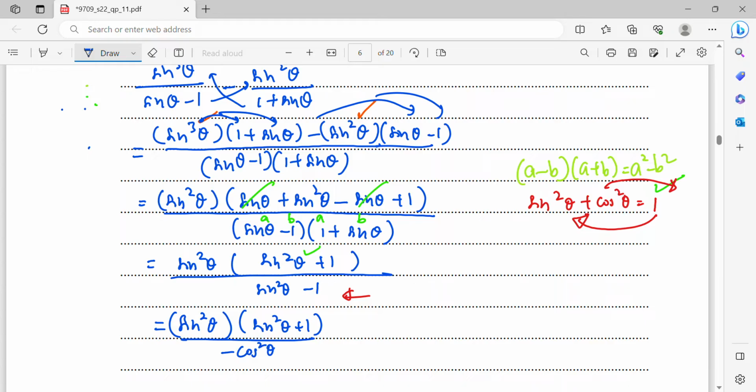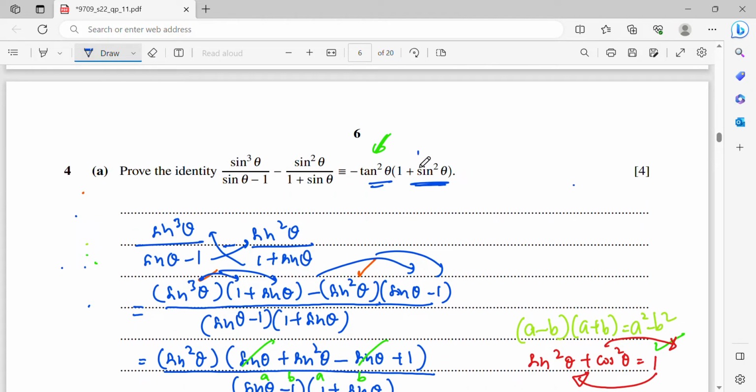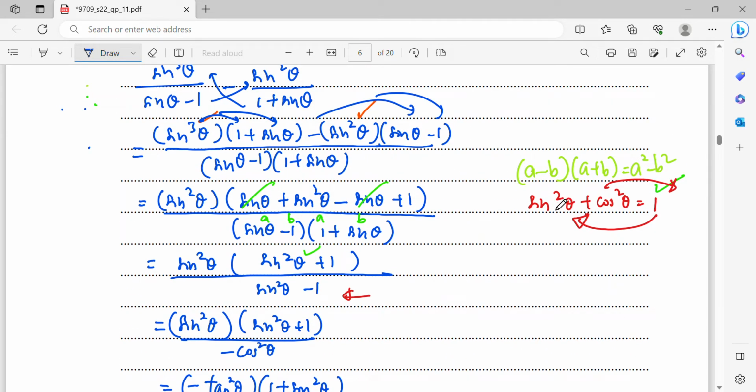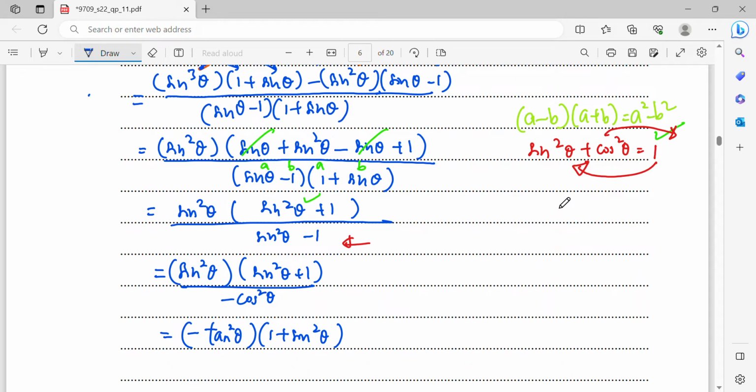Okay, then now to get 1 plus sine squared theta, I have to rearrange it, and at the same time sine squared theta over cos squared theta is negative tangent squared theta. Then multiply with 1 plus sine squared theta. So this is how I prove this identity. Okay.